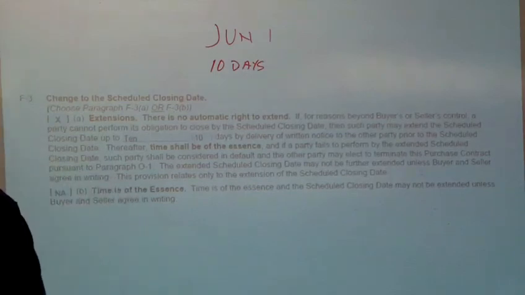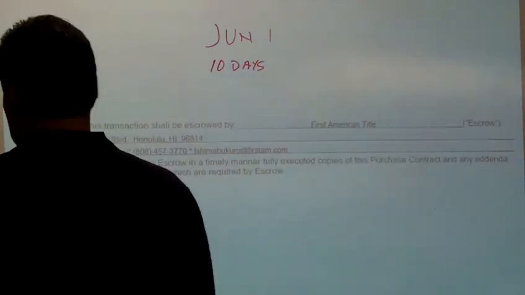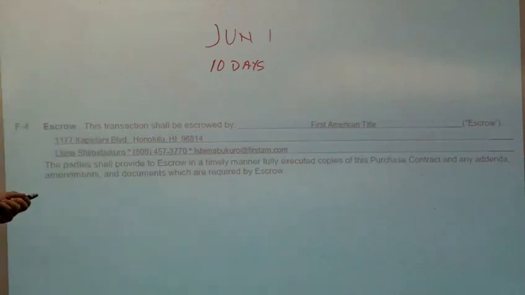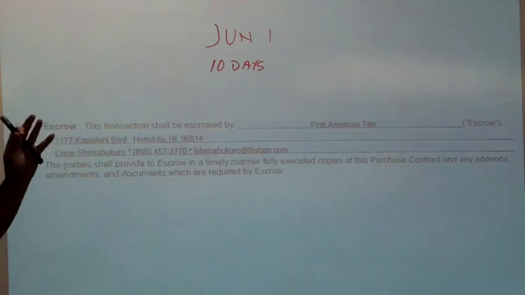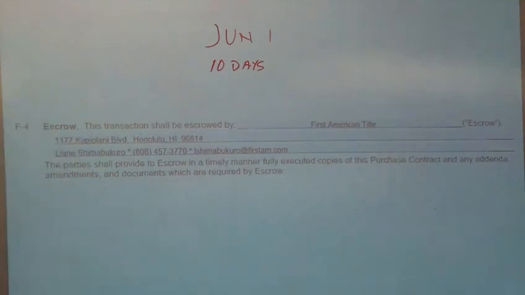F4, escrow. This is saying who escrow is going to be, right? The escrow company, the address, the escrow officer. Always check the MLS because in many cases the sellers will say use such and such. Some specify who they want to use for escrow. Now you can put anybody here, and in theory the buyer gets to choose escrow.